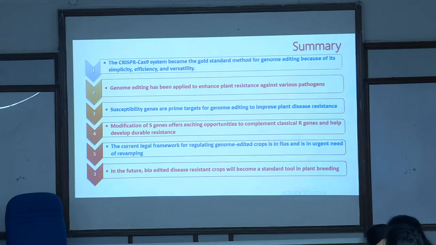And susceptibility genes are the prime focus right now, provided they have a very narrow spectrum of activity only to guide the pathogen to cause disease. They do not have any other multifunction, and those multifunctions should not be related to the plant developmental process. And on the current legal framework, of course, maybe yesterday there was a talk. I think you might have listened to it. And definitely in future, bio-edited disease-resistant crops will become a standard tool in plant breeding programs.